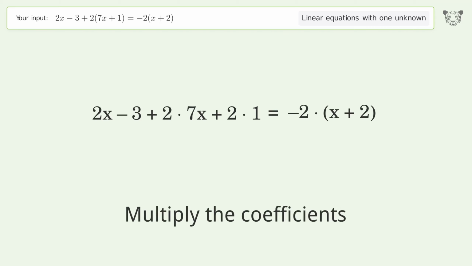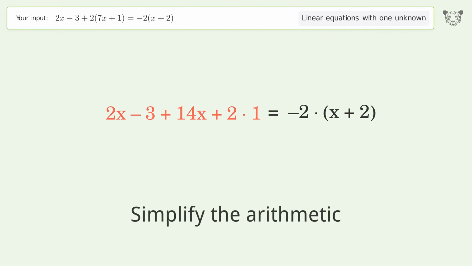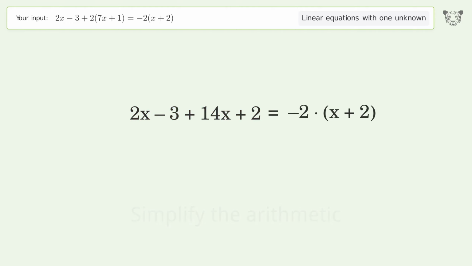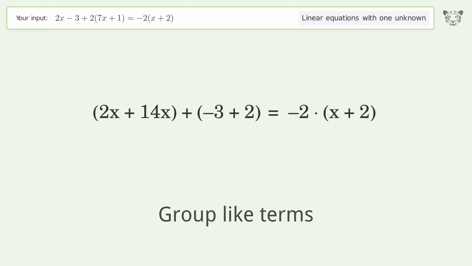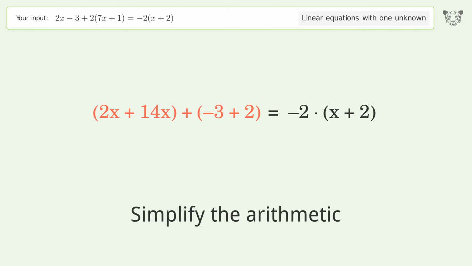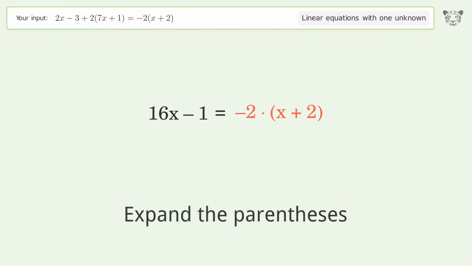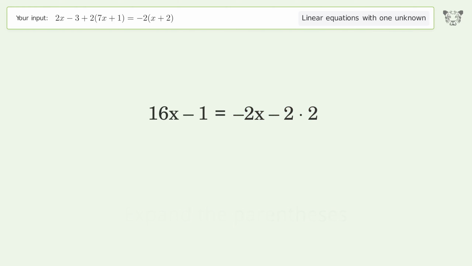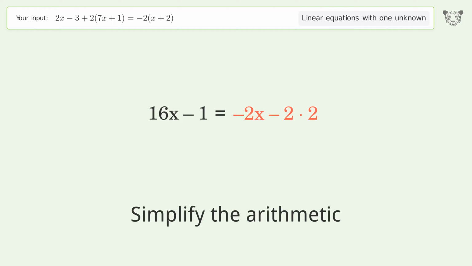Multiply the coefficients. Simplify the arithmetic. Group like terms. Simplify the arithmetic. Expand the parentheses. Simplify the arithmetic.